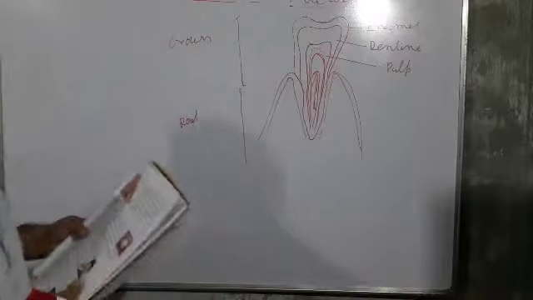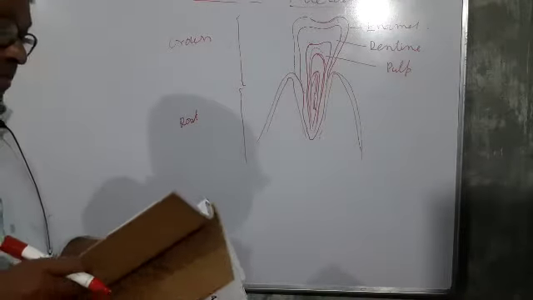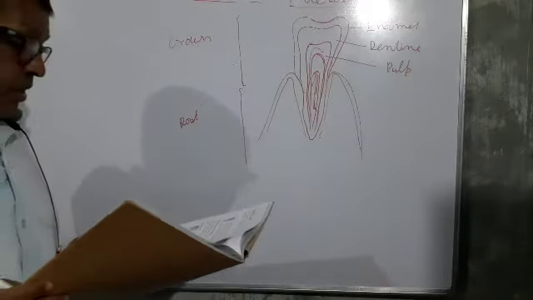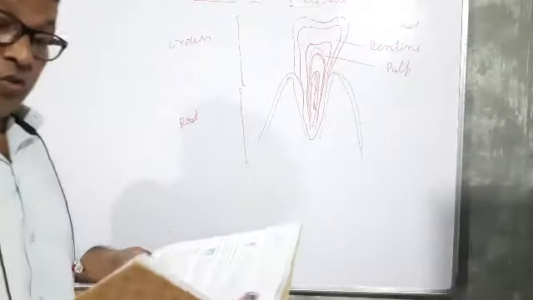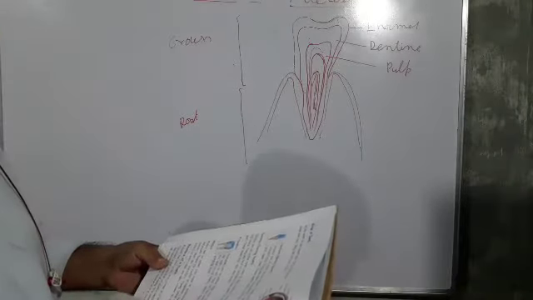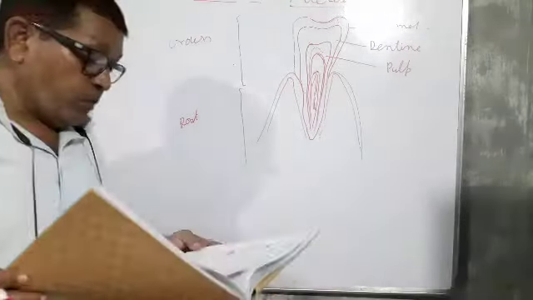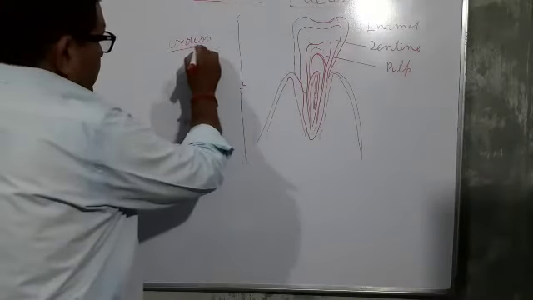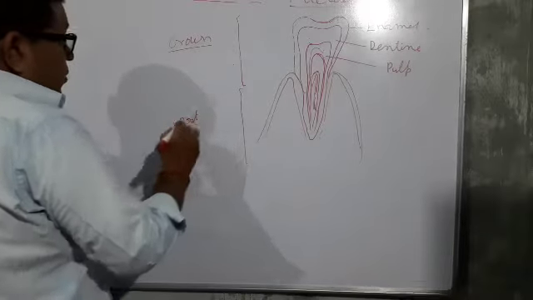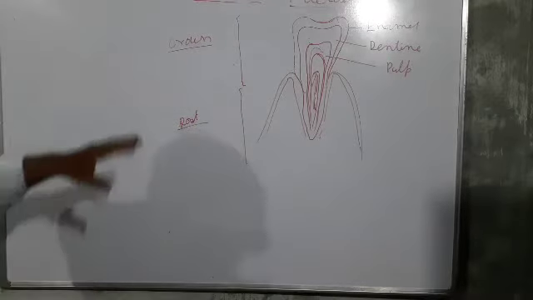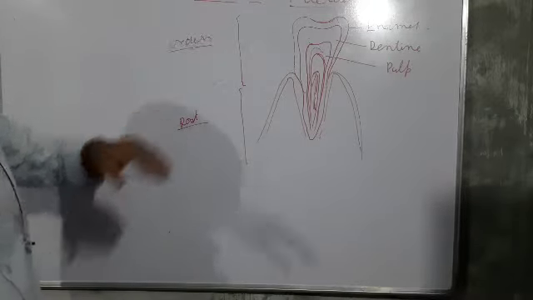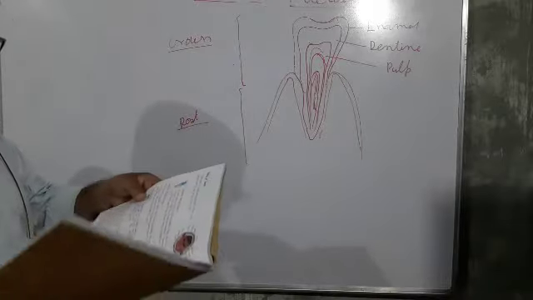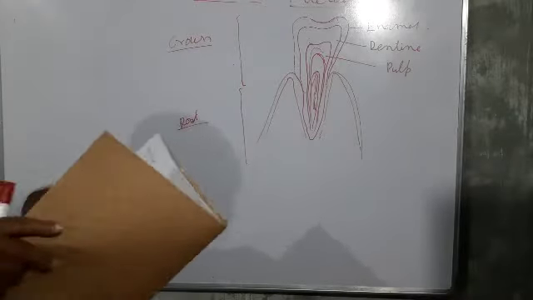Now you see here, this is the diagram of the structure of a tooth. You can see a clearer diagram in your book. A tooth has two parts, the crown and the root. The crown is the projected part that is visible above the gum.